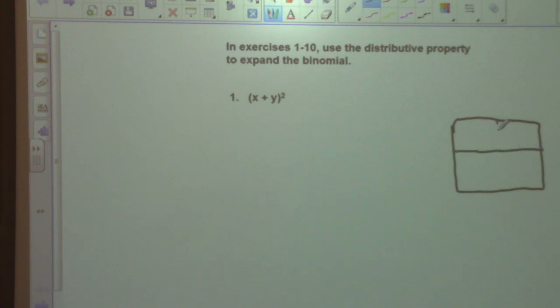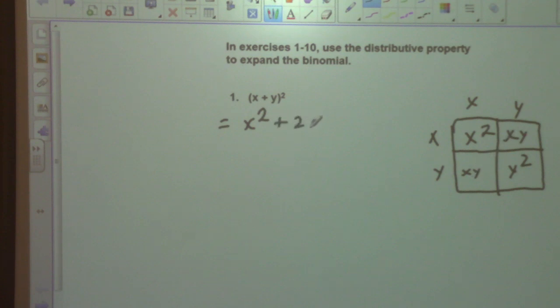You just go like this, and you put x and y, and then we have x squared, and then this cell is xy, this cell here is xy, and this cell here is y squared. So your answer is going to be x squared, and then these two, the diagonals across here, are like terms, so you have plus 2xy plus y squared.